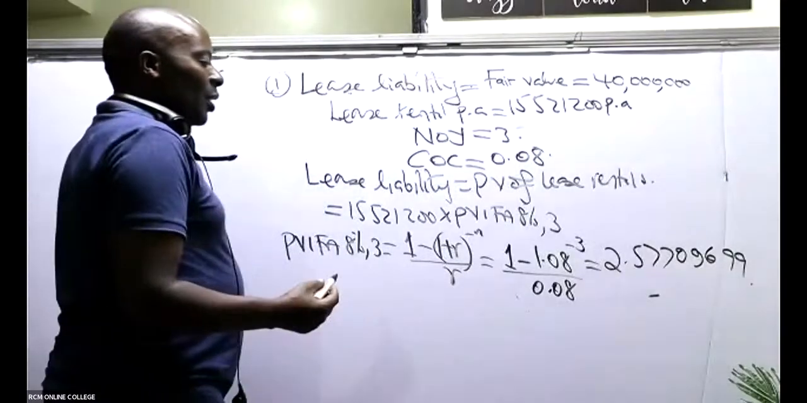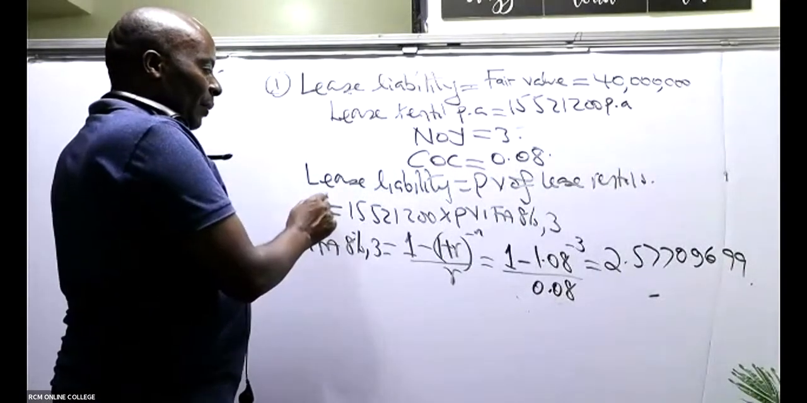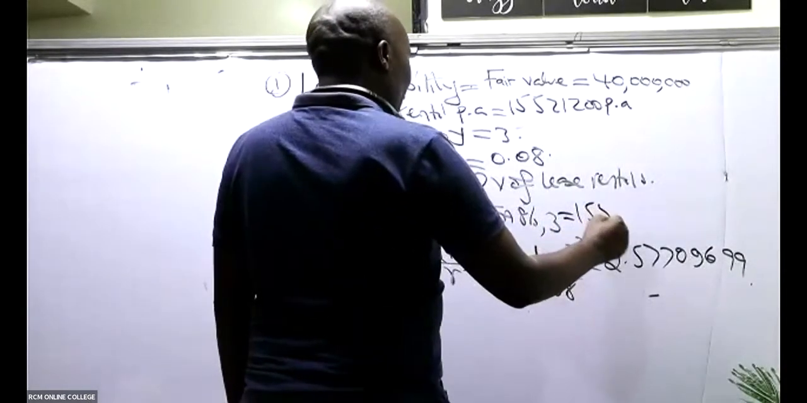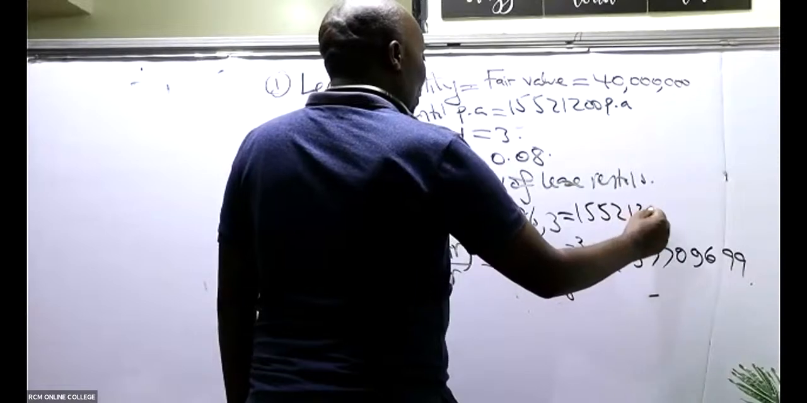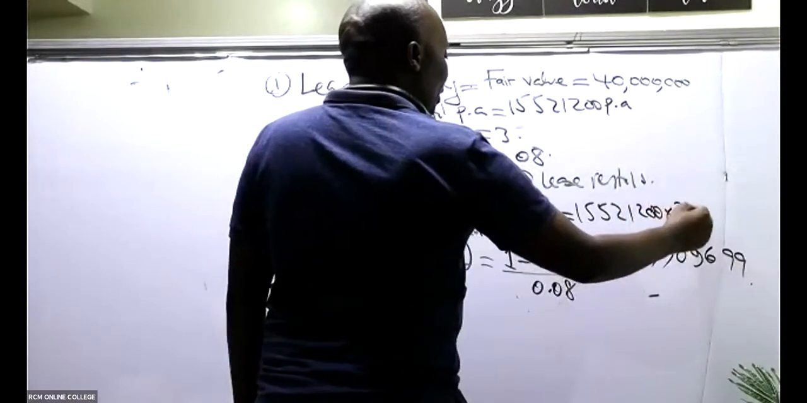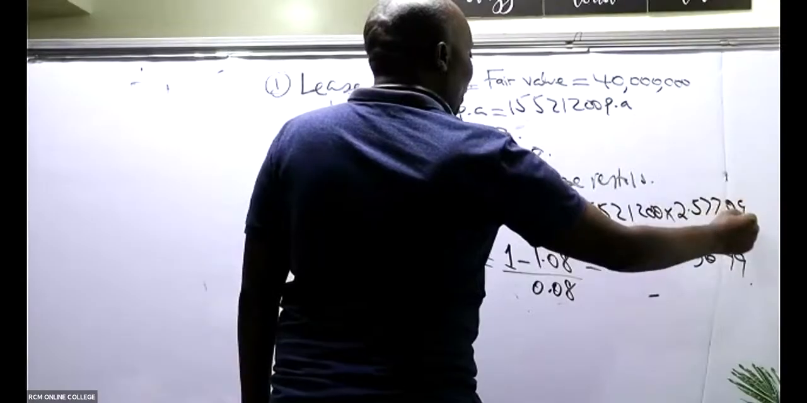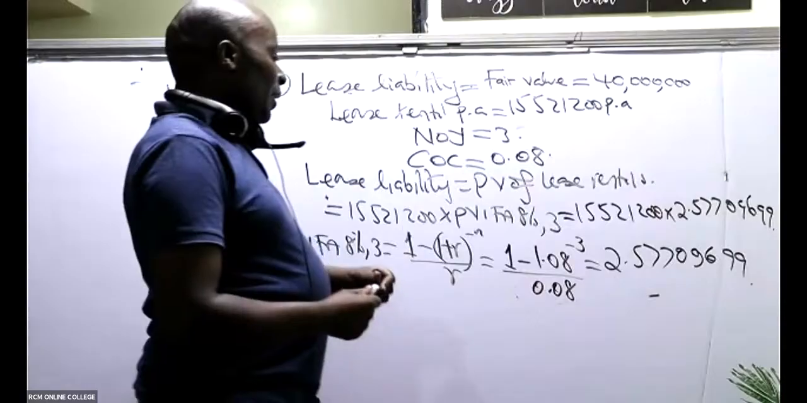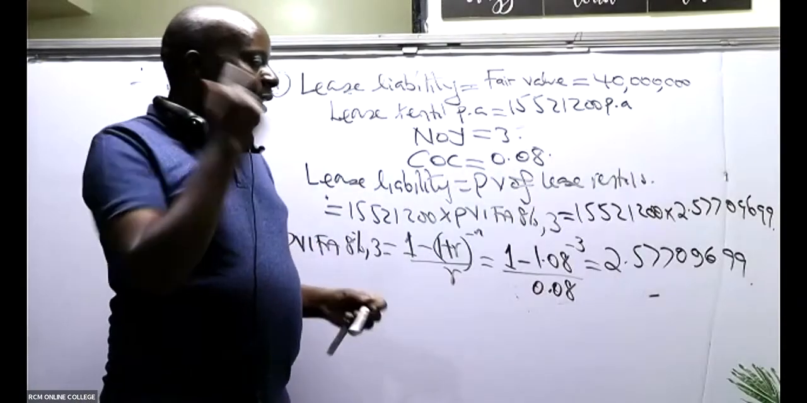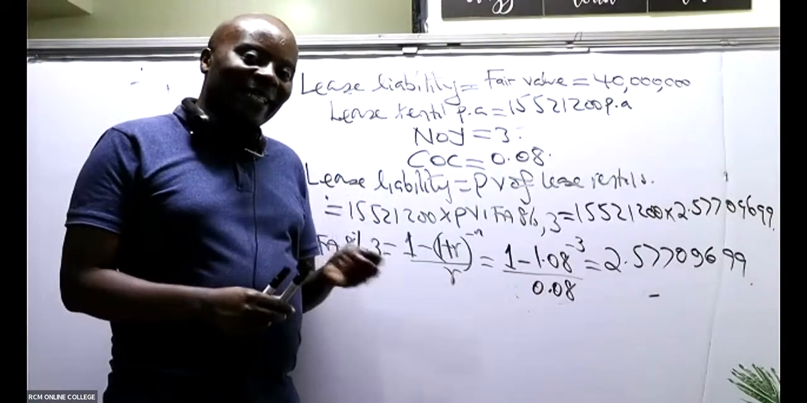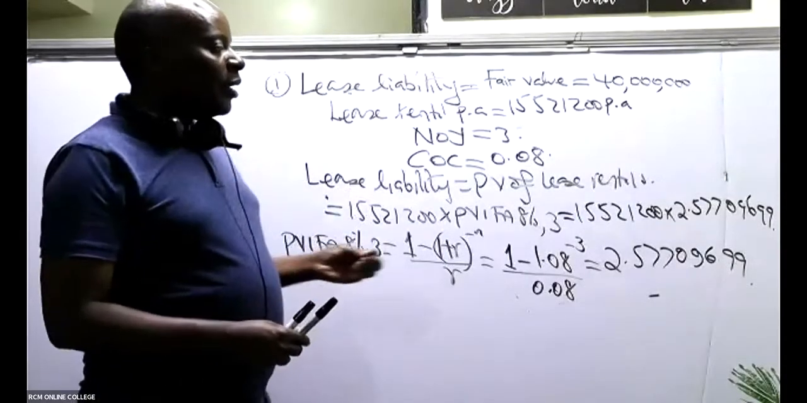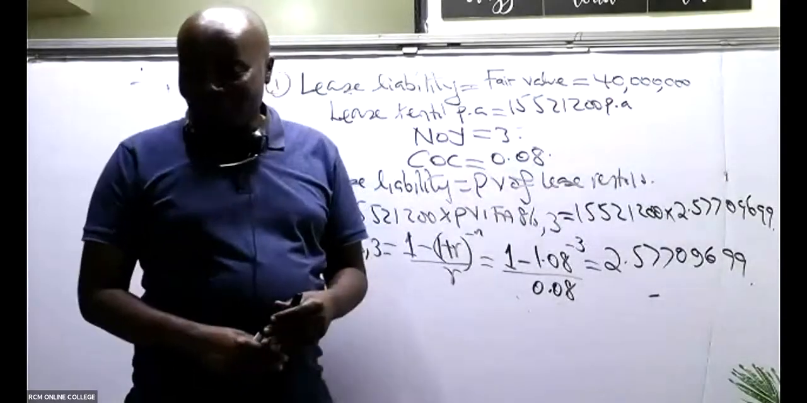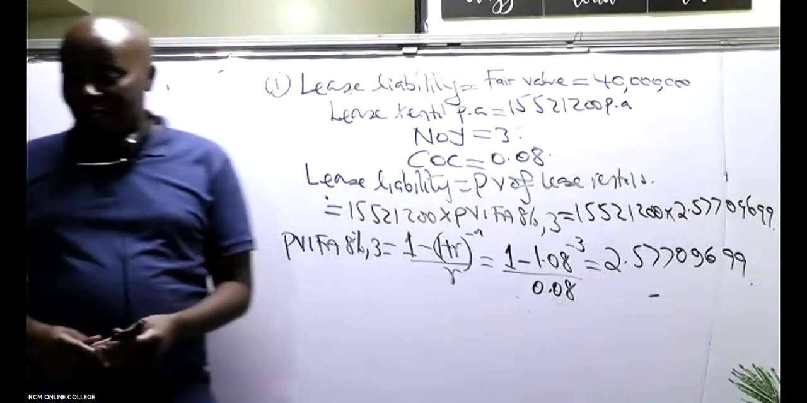Therefore, this lease liability will be the number that we have here, which is 15,521,200 times this ugly figure, 2.57709699. Is there somebody who is able to give me the lease liability? Of course, there will be rounding off errors still, but most importantly, whatever figure we get here will be very close to this 40 million.